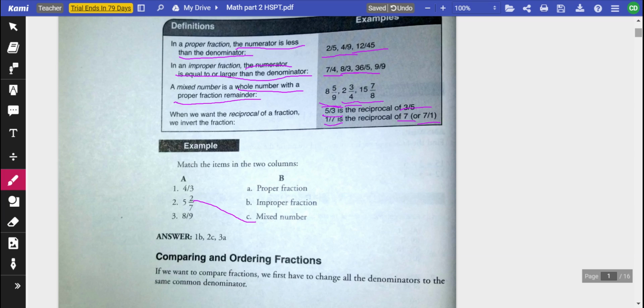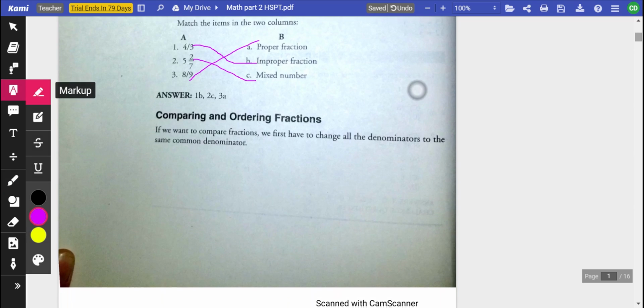And then which one is the improper? The numerator is greater. So improper, and then this one is proper. So looking at our answers, we know 1 goes with B. We're right. 2 goes with C. We're right. And 3 goes with A. Pretty straightforward. So then let us move on to comparing and ordering fractions.